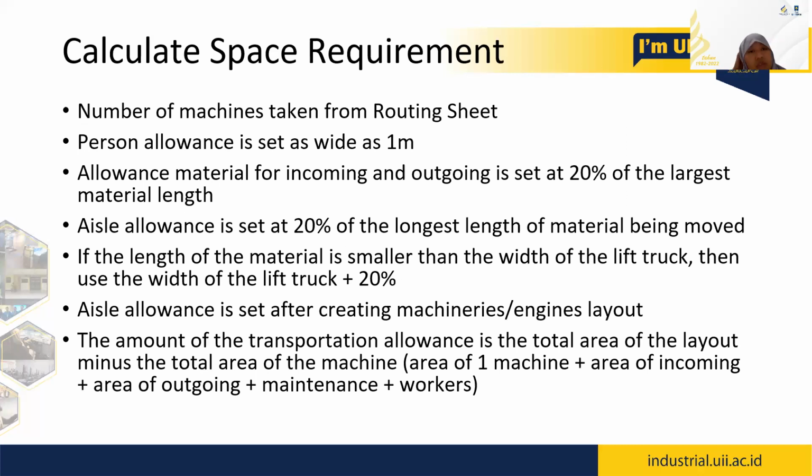How do we calculate the space requirement? Basically, once we find out the number of machines, we can create the personal operator space, with the assumption that personal space is set as wide as 1 meter, the allowance for incoming and outgoing material is set at 20% of the largest material length, and the aisle allowance is set to 20.